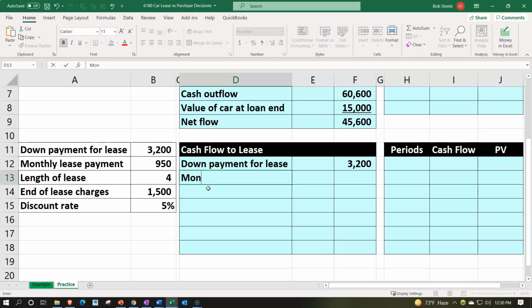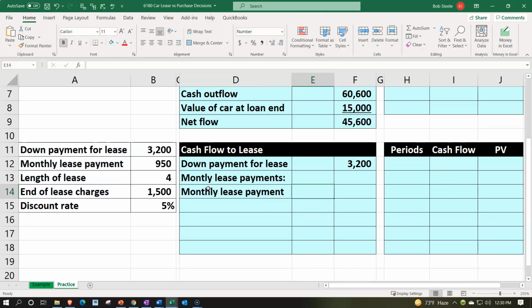Then we have monthly lease payments. And so the monthly lease payments are going to be equal to the 950 per month for the number of months, which is going to be equal to 4 years times 12 months. So the same time frame, or 48 months. Let's underline that, font group and underline.